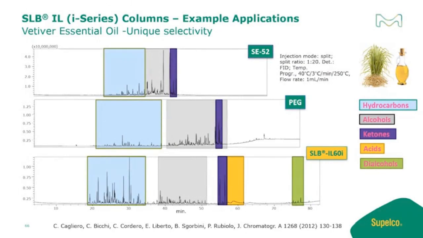Here's some work that was done by Carlo Bicchi and his group at the University of Torino, where he was, again, looking at the unique selectivity of the ionic liquid phase relative to traditional phases. And you can see, comparing the SE52, which is a very nonpolar column, 5% phenyl, to a PEG phase compared to the SLB-IL60I, where we almost get a group separation of the various compounds. The hydrocarbons, the alcohols, the ketones, the acids, and the dialcohols all tend to elute as a group on the SLB-IL60I, well separated, whereas there is some overlap or no separation at all on the SE52 or the PEG columns. Again, this was a vetiver oil.